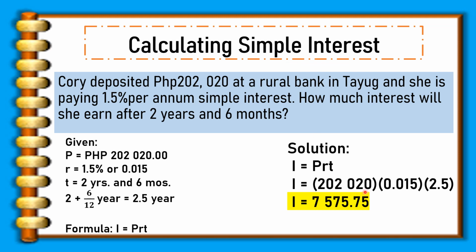So simply multiply 2.5 by 0.015 by 202,020 pesos, and it will result to 7,575.75 pesos. So the money earned by depositing 202,020 pesos at 1.5% per annum after 2 years and 6 months is 7,575.75.